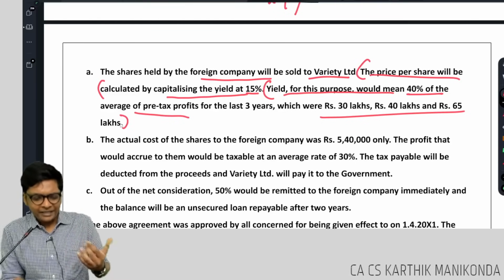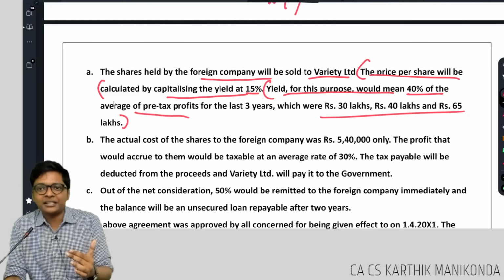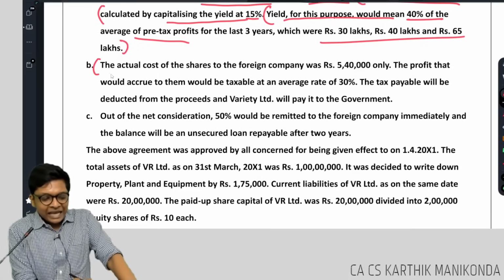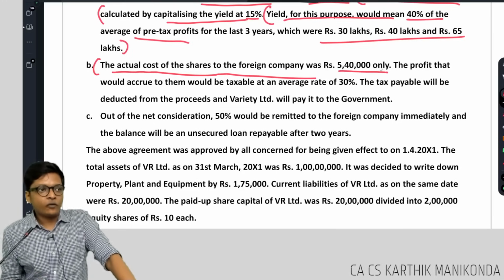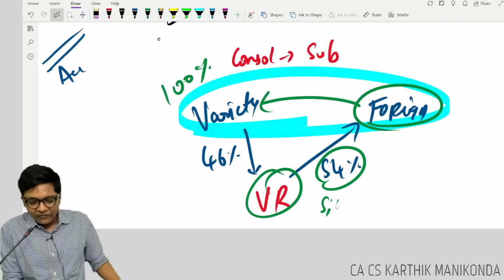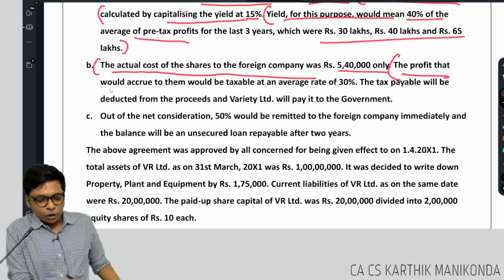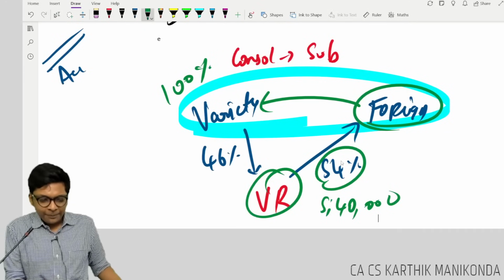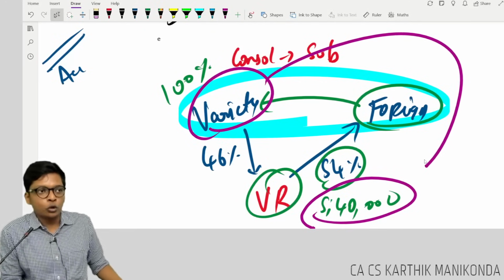Okay, they have given the first paragraph to compute purchase consideration. Let's go to the second para and come back. Very easy. You have to take average profit, take 40%, fine, capitalize at 15%. We have done a similar method in amalgamation, but I'll come back to the adjustment later. The actual cost of the shares to the foreign company was 5 lakh 40,000. Foreign company purchased this VR at 5 lakh 40,000. Are you following, guys? The profit that would accrue to them, what is the profit they will get, the foreign company? They purchased at how much, guys? 5 lakh 40.